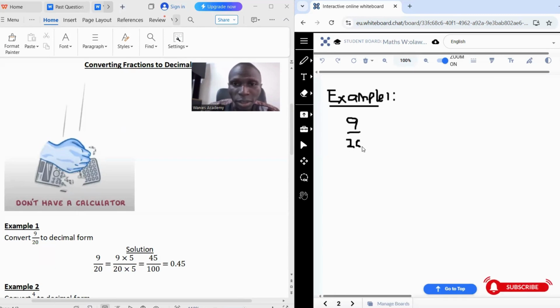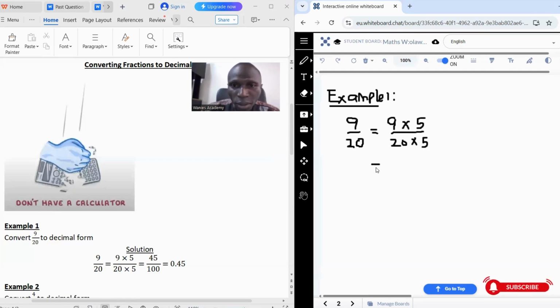What we can do here is to make the denominator of the fraction a multiple of 10. So I'm going to multiply the numerator and the denominator by 5. We're going to multiply 9 by 5, and also multiply 20 by 5 as well.